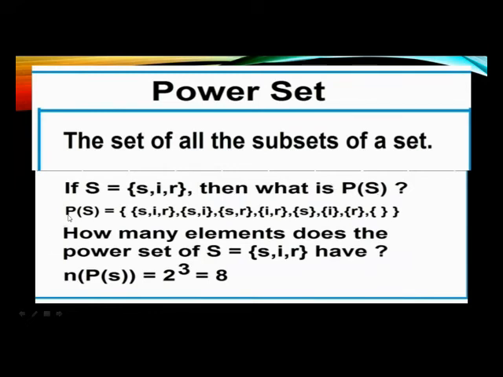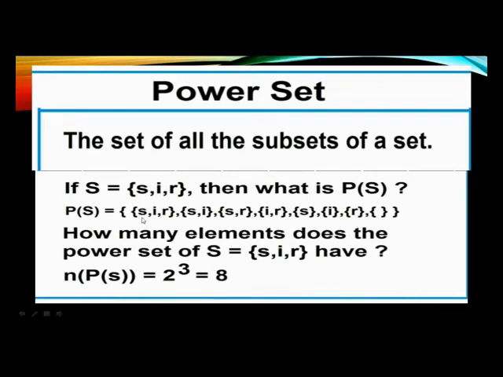For that we can write all subsets for the power set like that, but for finding the number we can use the formula: number of elements of the power set of S equals 2 cubed, equal to 8, because here we observe that the number of elements is 3. We write 3 here and multiply 2 by itself 3 times, giving the answer 8.